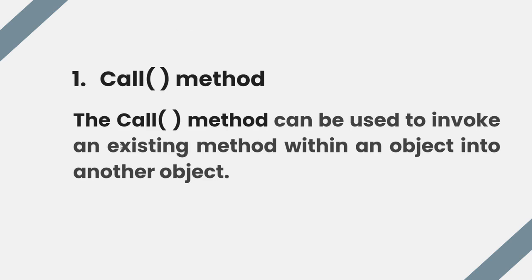First we have the call method, which is used to invoke an existing method within an object into another object. By invoke we mean that it will call out that method within a separate object into another object entirely different from that one. So multiple objects can make use of a particular object that has a method that they need in JavaScript. Yes, it is very possible.